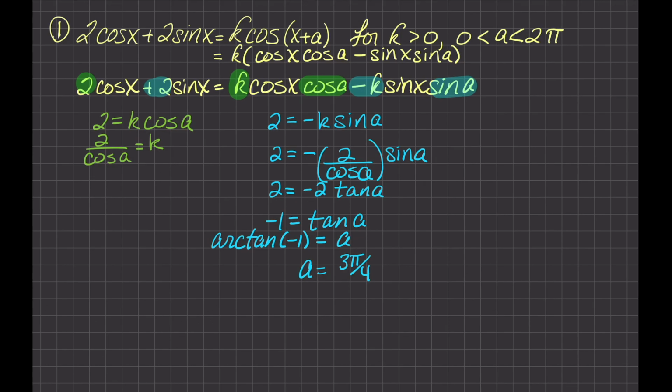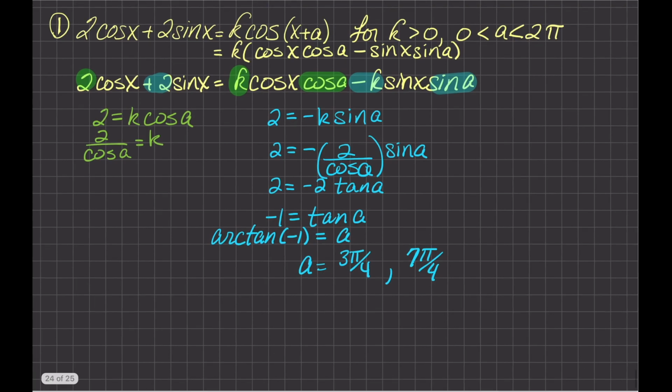and/or 7 pi over 4. I'm actually pausing to think about the unit circle. Now, both of those answers meet our requirement that A needs to be between 0 and 2 pi. Are they both going to be acceptable? Or, remembering that we have a restriction here on k, we want our vertical stretch factor to be a value which is positive. We need k to be positive.